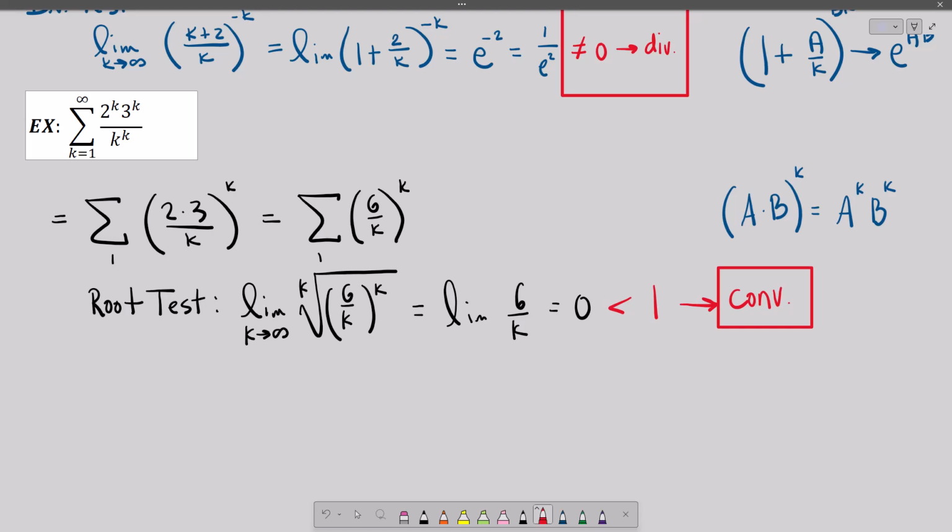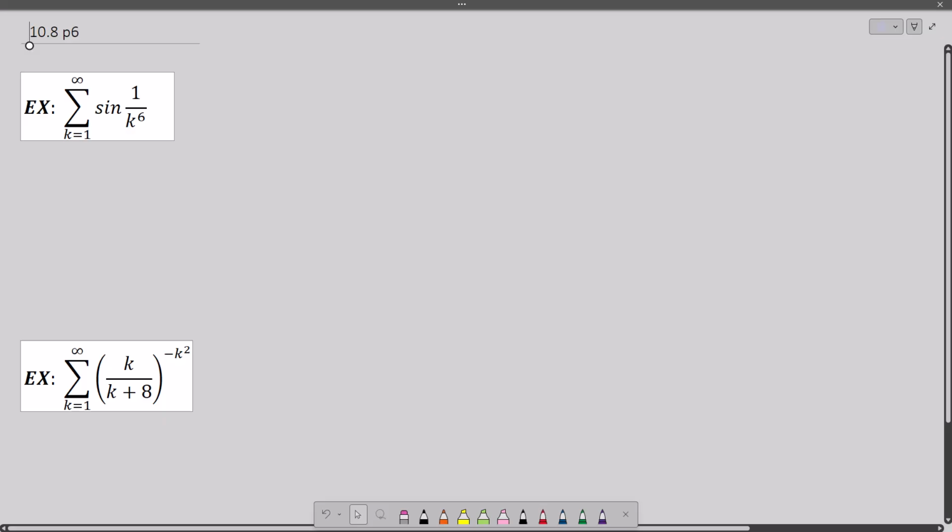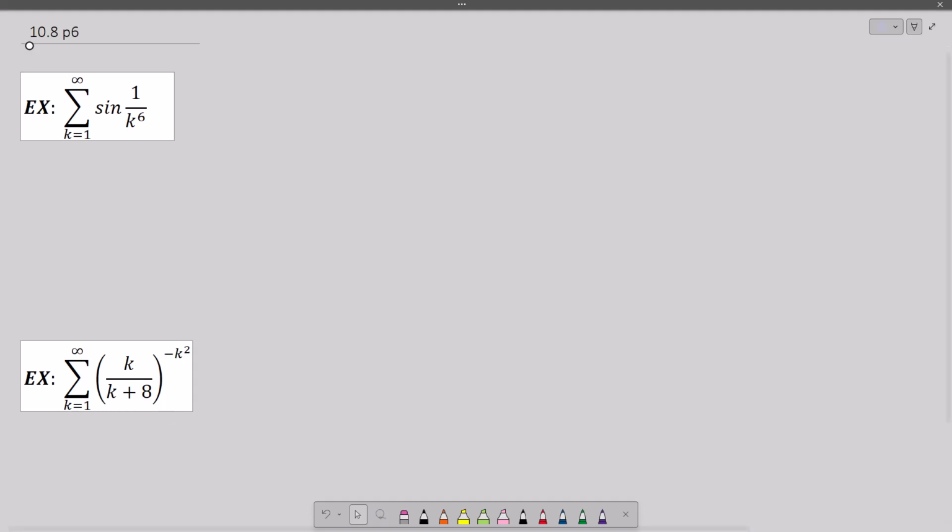All right. Let's go to our last slide here. So sine of 1 over k to the 6. What do you think? Divergence test. So let's try the divergence test. That's always a good test to consider. A lot of times you can do it in your head, but let's write it out this time just to make sure. So as k goes to infinity, the limit of a sub k.